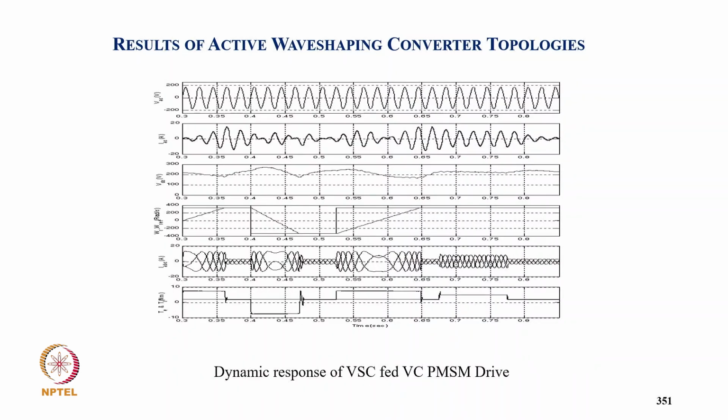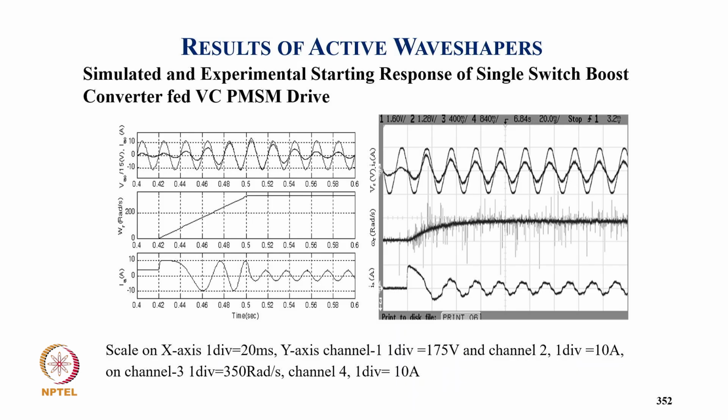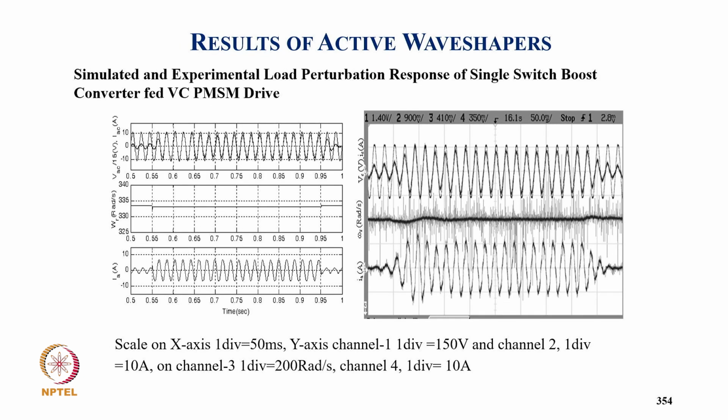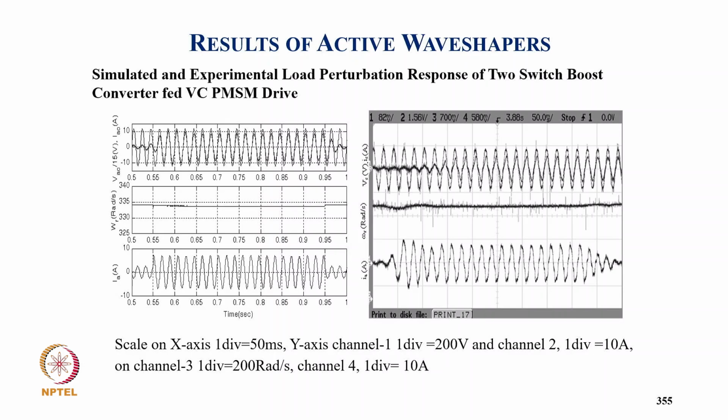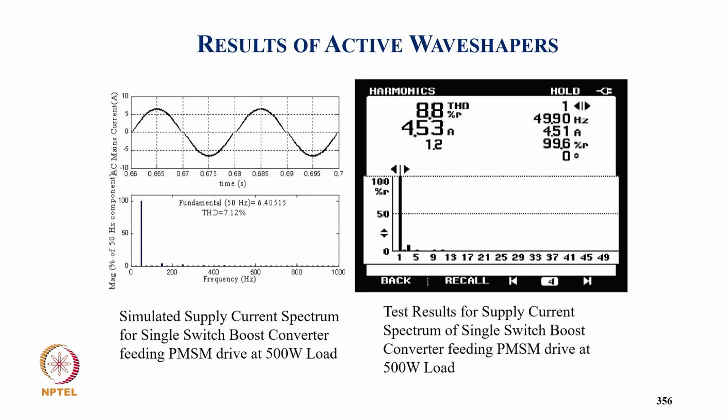This is the case with the voltage source converter vector control drive. So your supply current increases, and then accordingly reversal takes place. Here we have a reversal also, a couple of reversals. So this is how the regeneration takes place on the supply side, and this is the simulated and experimental performance for the single switch boost converter, then the two switch boost converter, and then how the load application and load removal take place for the two switch case.